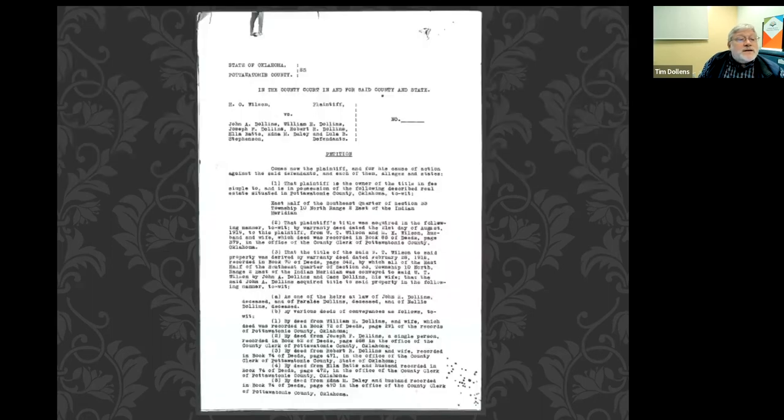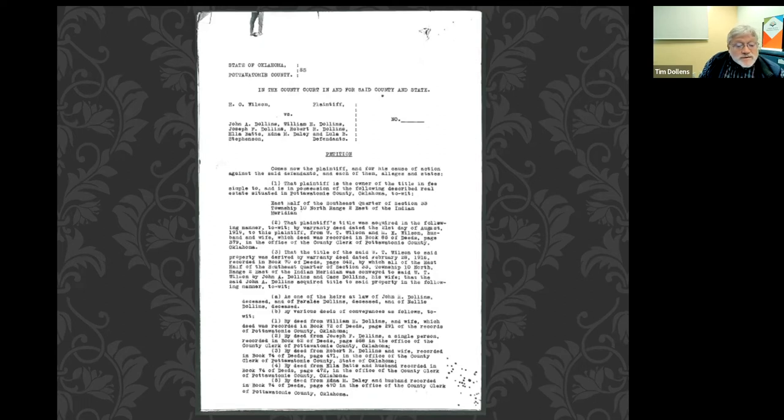So right here is a court record that shows where an H.C. Wilson is the plaintiff versus all these Dollens people, defendants. Basically, it's a civil suit over the disbursement of property when someone died. They're saying, hey, we all are part of this property. It's not just this person. So we're suing for our portion of this estate. And so that's right here.